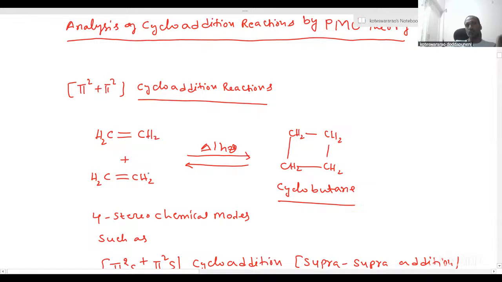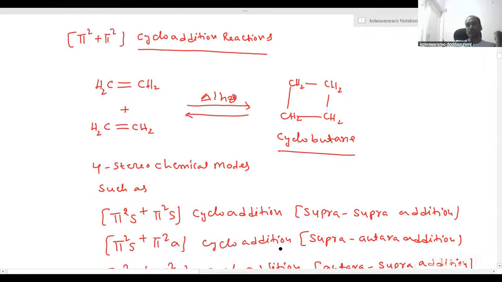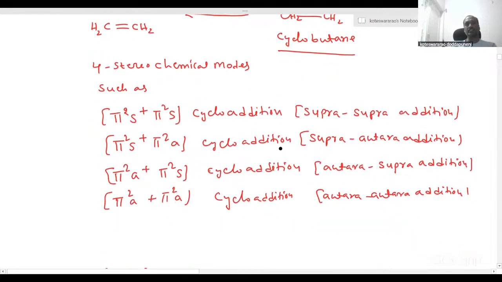Here, two ethylene molecules are undergoing cycloaddition either in thermal or photochemical condition that leads to the formation of cyclobutane. Cyclobutane is the product. Now, four stereochemical modes are possible. We have already seen that. How many stereochemical modes are possible in that 2 plus 2 cycloaddition reaction? Four stereochemical modes are possible.